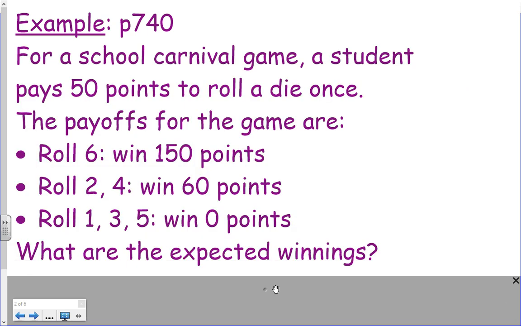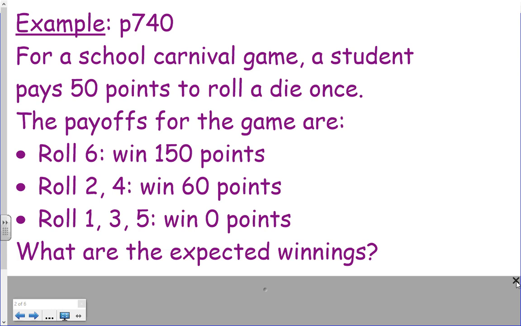All right, so let's start out with an example so we can understand the basic idea of what a mathematical expectation is. So we're going to use the example they give us here on page 740 in your book, which describes some sort of a school carnival that you're having. And instead of playing with money, we're playing with points. So there's some sort of point system that you have. But anyways, you have a school carnival game, and a student pays 50 points to roll a die, and you roll the die one time.